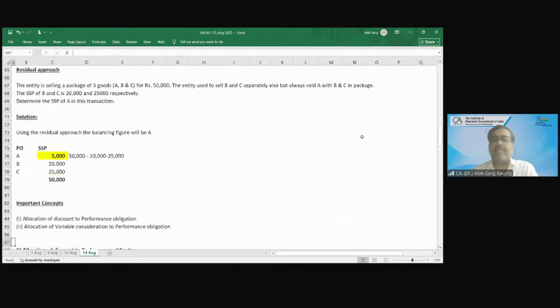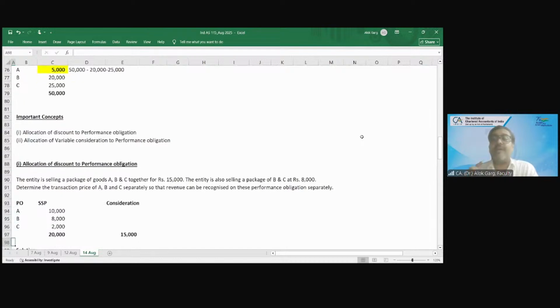Okay, friends, then we discuss the concept. If there are multiple buckets, multiple packages involved in the question, then we have to apply a bottom-up approach for allocating the transaction price to various performance obligations. We start with the lowest bucket, and then we move to the largest bucket to allocate the transaction price to multiple performance obligations.